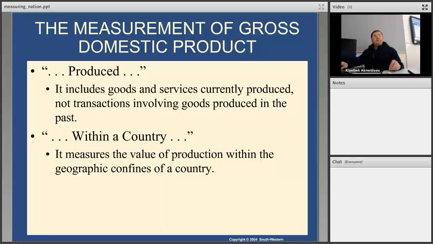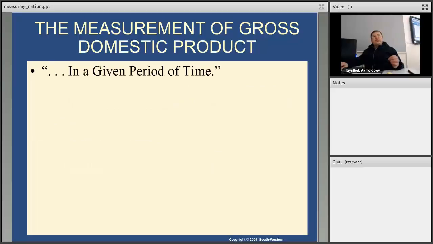Or let's say, a foreign Chinese person who has a restaurant in Kyrgyzstan, if it is taxed, his product is contributing to GDP of Kyrgyzstan, even though he is not a citizen of the Kyrgyz Republic. So what is the main point in here? The main point is that they are producing goods and services inside the geographical border of the country. So within a country, this is important.